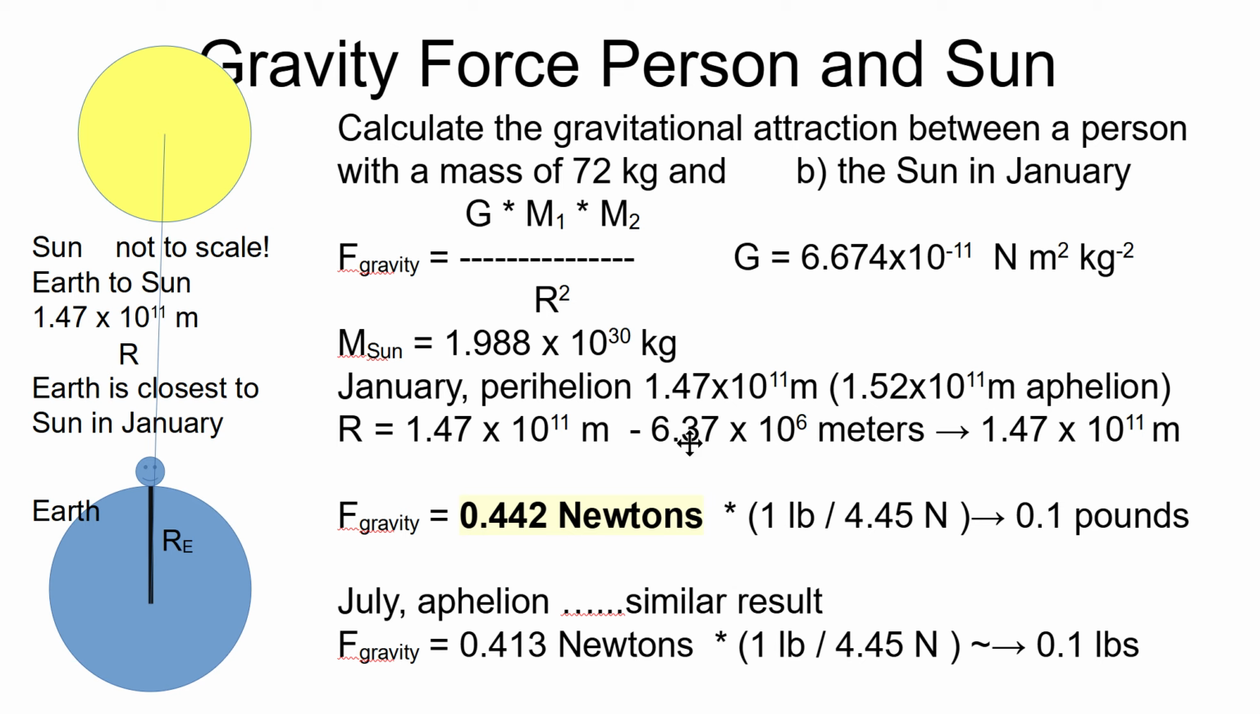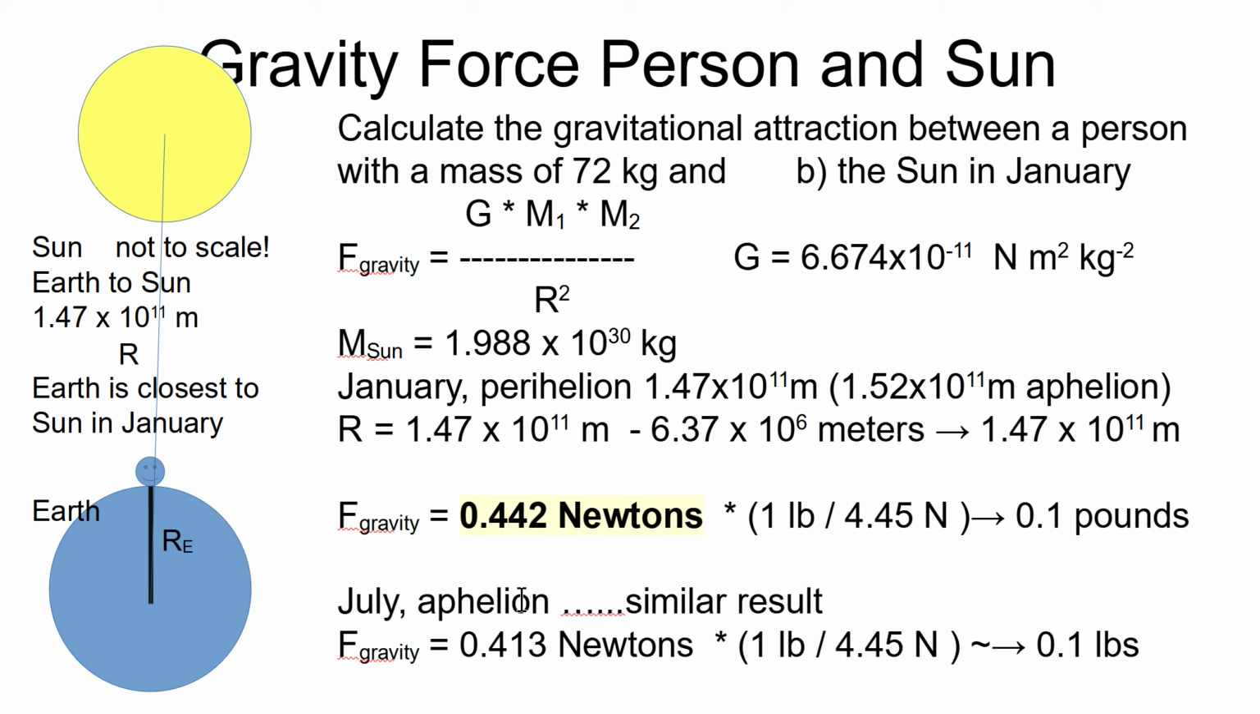And should I subtract off the radius of the Earth? I don't need to bother. 10 to the 11th meters for the distance sun to Earth, 10 to the 6th meters for the radius of the Earth. It does not change my number noticeably, so I'm going to, in my calculation, continue to use 1.47 times 10 to the 11th meters. That will be close enough. Again, please do the calculation. I came up with 0.442 newtons, and again, converting to pounds, not insignificant, but it's small, 0.1 pounds.